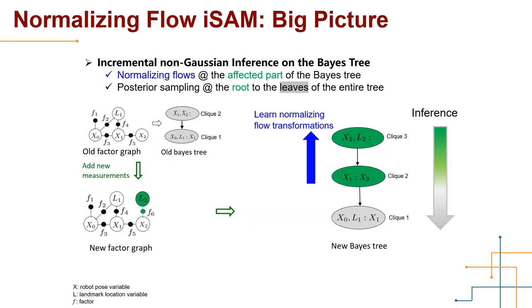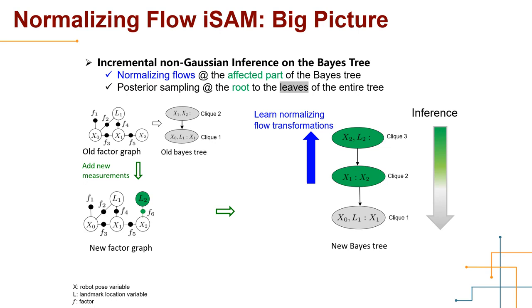We name our solution by normalizing flow, incremental smoothing, and mapping. In short, it's NF-iSAM. We emphasize the incremental update on this big picture. The top left figure is the old problem with old factor graph and Bayes tree. New measurements and variables will lead to new factor graph, which is on the bottom left. The right-hand side is the new Bayes tree.